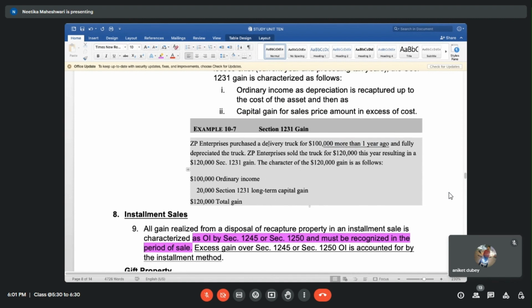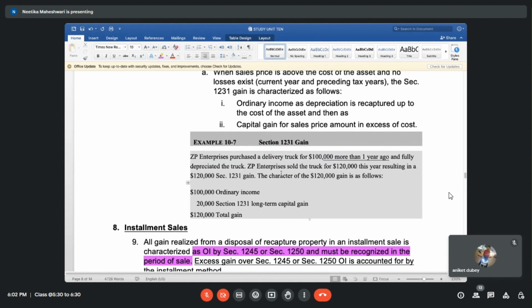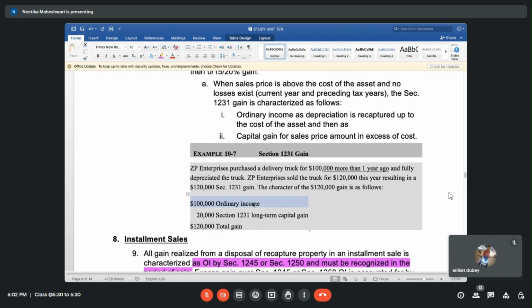So, simple things. It was purchased for $100,000 more than 1 year ago, so we know this is not a short-term asset. It is fully depreciated. Maybe it was section 179, and complete depreciation was taken, so now the basis goes to zero. ZP Enterprises wants to sell off the truck for 120,000 this year. So 100,000 will be captured again as ordinary income because the entire deduction was given earlier, and 20,000 will be taken as section 1231 long-term gain. This is an example of recapture.